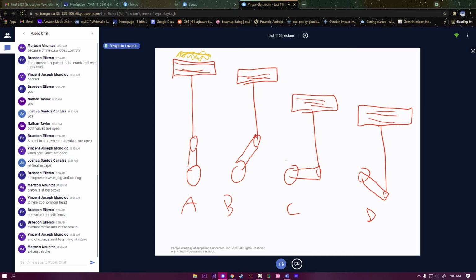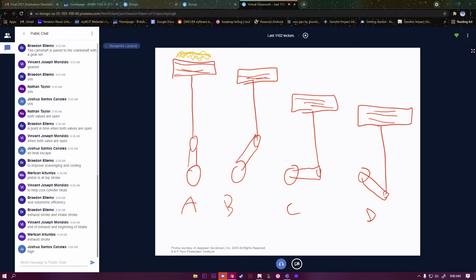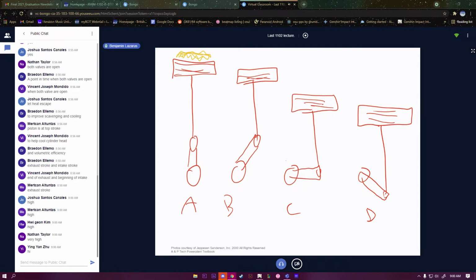What is the pressure in our cylinder right now? Very high, medium, low? Extremely high, right? We're at the top of our compression stroke. We've got a fire going on in there. The burn is almost complete. I'm at the highest compression.